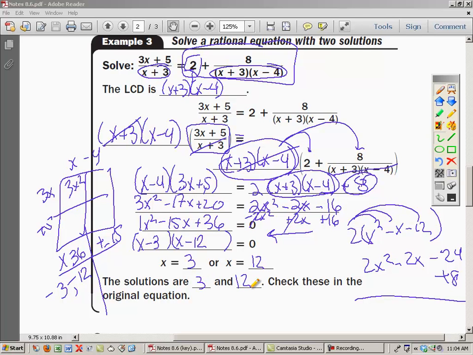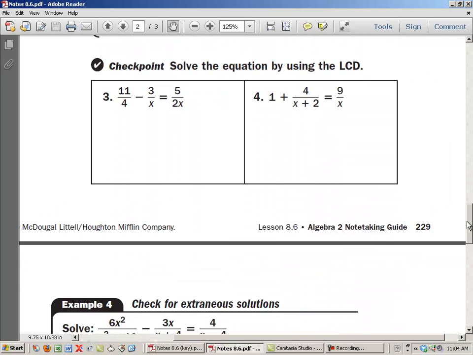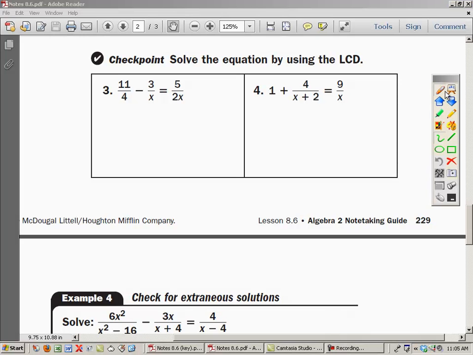Okay? Now, we should at this point go back and check all of these solutions, both the solutions we came up with in the original equation, but to save time in the video, I'm not going to take the time to do that right now. If we plug that back in, we should get that both of the solutions work. Okay? So, a couple of checkpoint problems. Please try these, and again, we'll be right back with solutions.